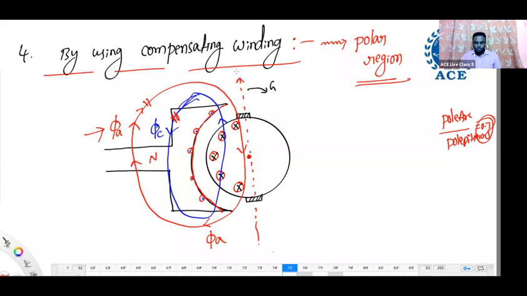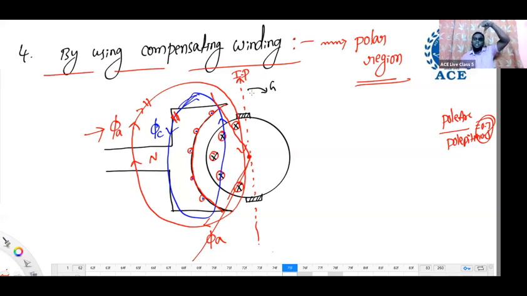This is interpolar, this is interpolar, and this is the polar axis. So wherever the pole shoe or pole arc is covering, in that angle only is there an effect of the compensating winding. Only in this angle, whatever the pole shoe covers, the effect of armature reaction is compensated. But in the remaining angle, which we call the interpolar region, that is not compensated by the compensating winding. Then who will compensate that? Interpoles.